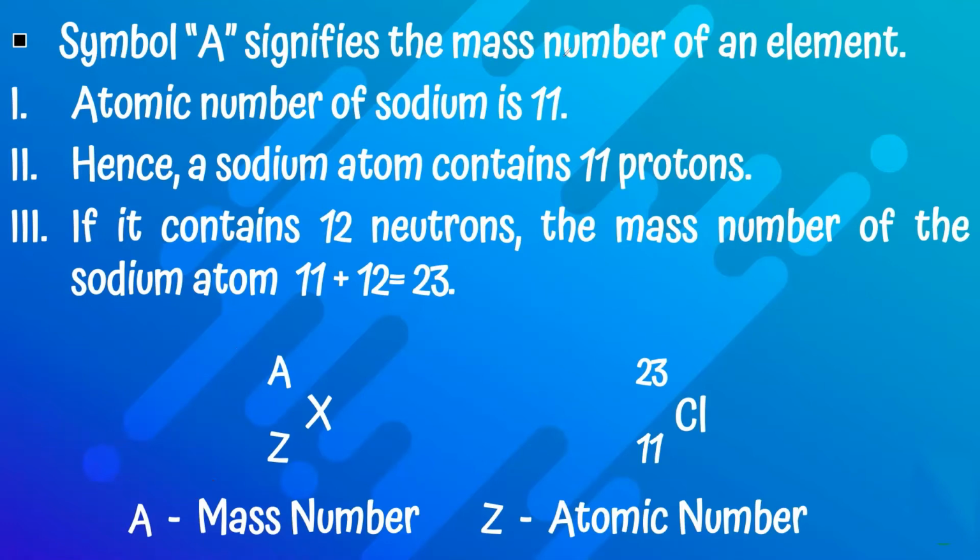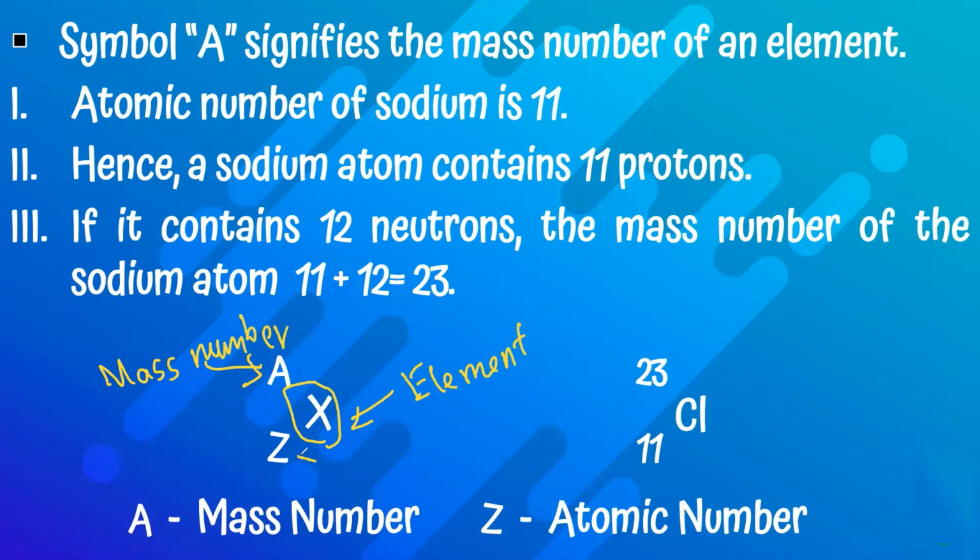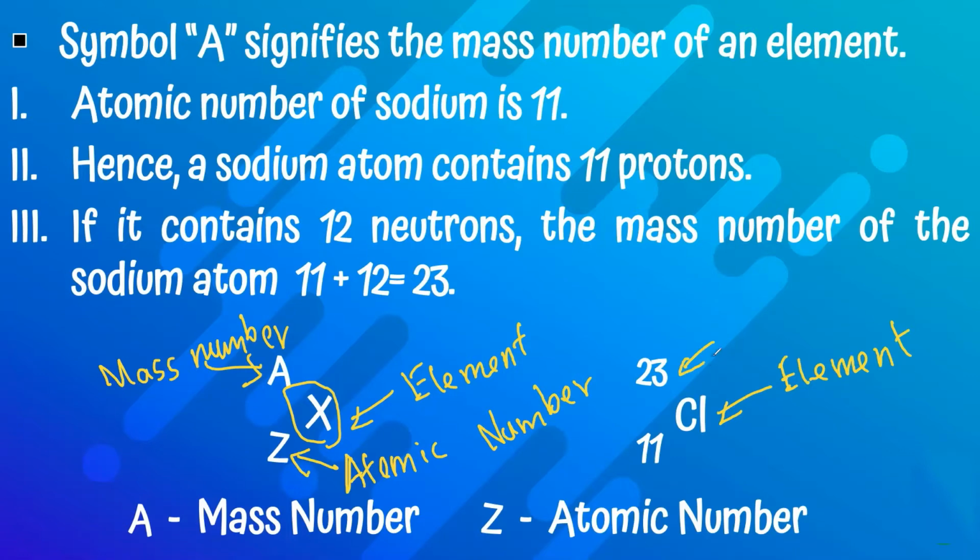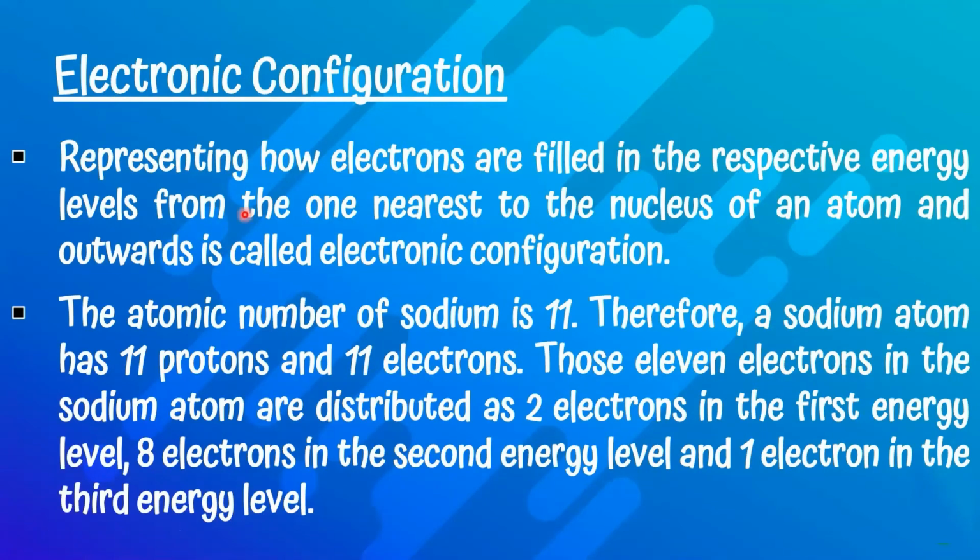And there is a standard way to represent the atomic number and mass number. Here this A symbolizes the mass number, and this Z letter symbolizes the atomic number. For sodium, 23 is the mass number because the number of protons is 11 and the number of neutrons is 12. The sum of 11 and 12 is 23. This is the atomic number.